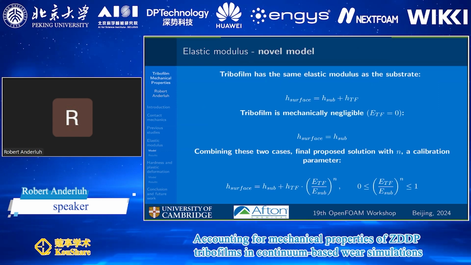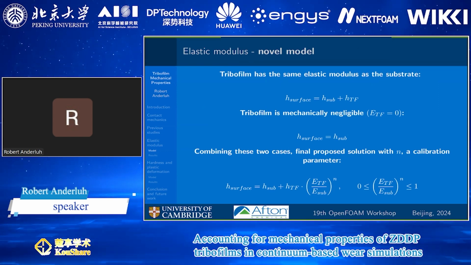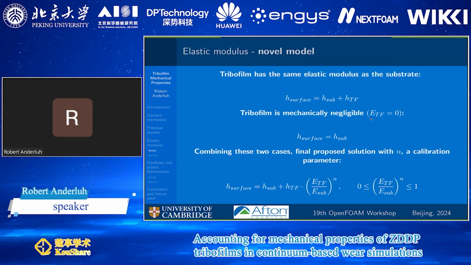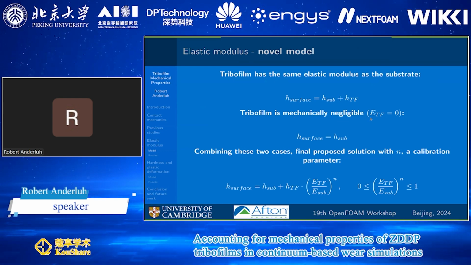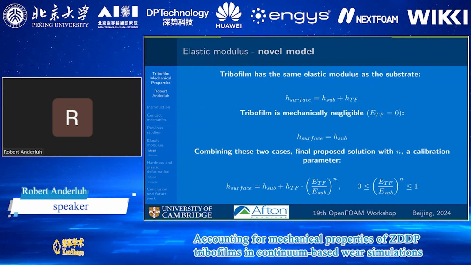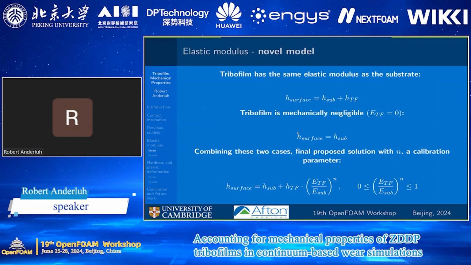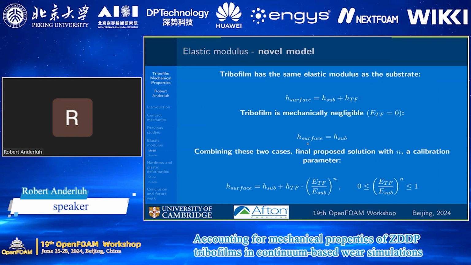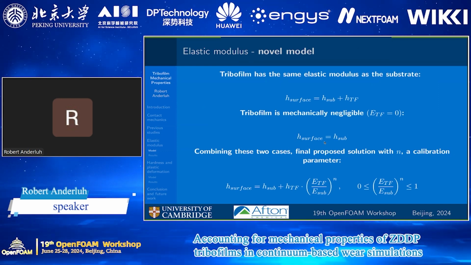What if, this is the second scenario, the tribofilm would be mechanically negligible in a sense that it has a zero elastic modulus? In that case, the elastic model is simply not going to see it. And then we can say that the total height of the surface is simply the height of the substrate and just use the steel elastic modulus.